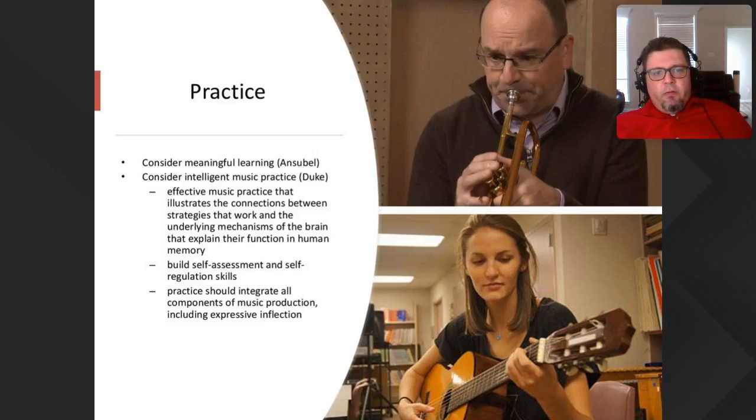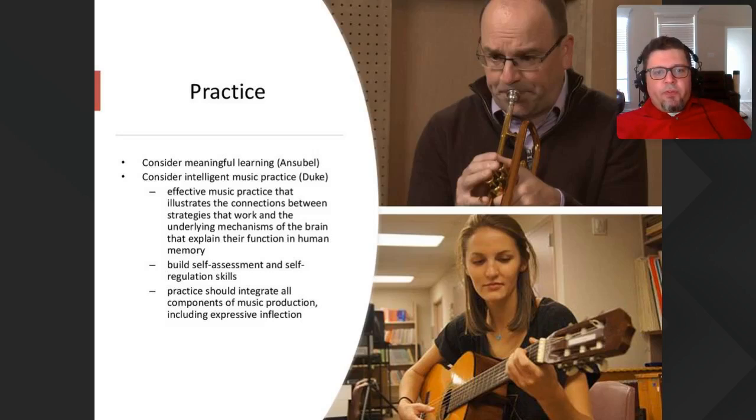Bob Duke says that intelligent music practice is effective music practice that illustrates the connections between strategies that work and the underlying mechanisms of the brain that explain their function in human memory. So he was working with the psychology department because he wanted to see what was happening psychologically with music practice.